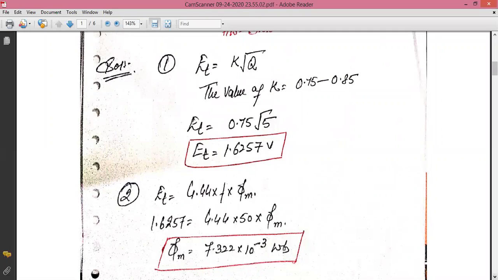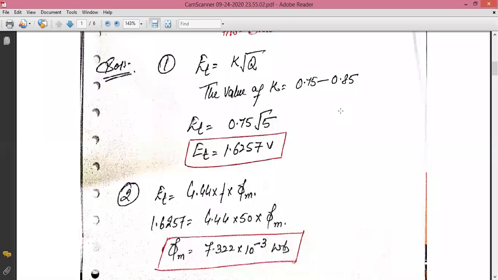Did you get this value? Sir, it is the same value. Shall I proceed now? Yes, sir.